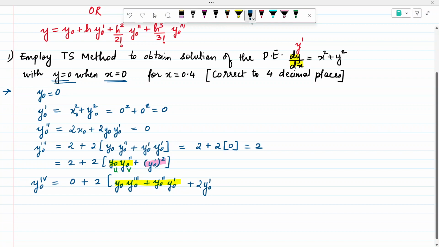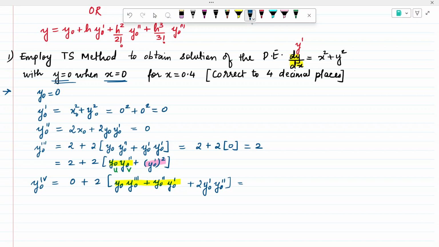And then you will have y0 double dash. Very good. Then you'll also have y0 double dash. That's called the chain rule. Is this fine? Let's substitute and check the values.